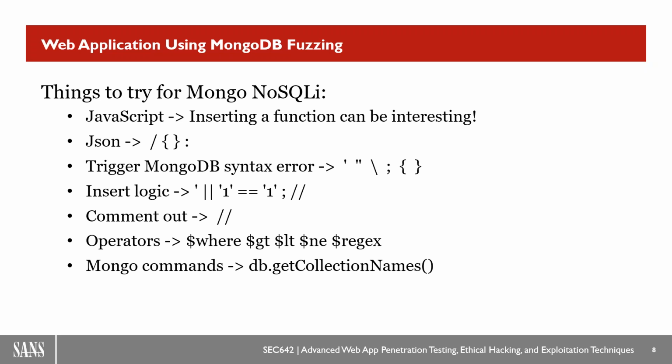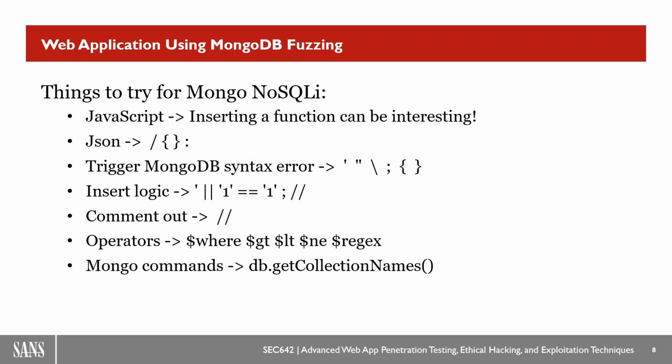We can try and insert logic. Look at the logic there, quote, pipe, pipe. Well, pipe, pipe in this case means or. So quote, or 1 equals 1, semicolon, slash, slash, which in this case says that's the end of the line. Ignore the rest as a comment. So commenting out things is slash, slash, but most importantly on this entire slide are the operators.